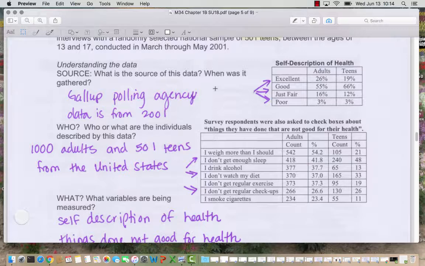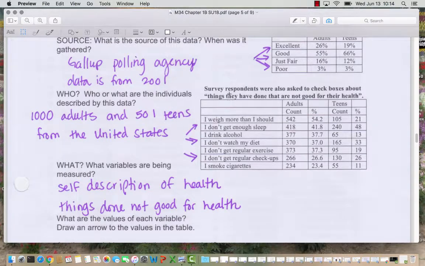And then we want to think about, well, what are the variables being measured? We've got two charts here from the survey. The first chart is self-description of health, where adults and teens rated themselves on a scale from excellent to poor to describe their health. And then the second chart is survey respondents checking boxes about things they have done that are not good for their health. So the second chart is things that were done that were not good for their health.